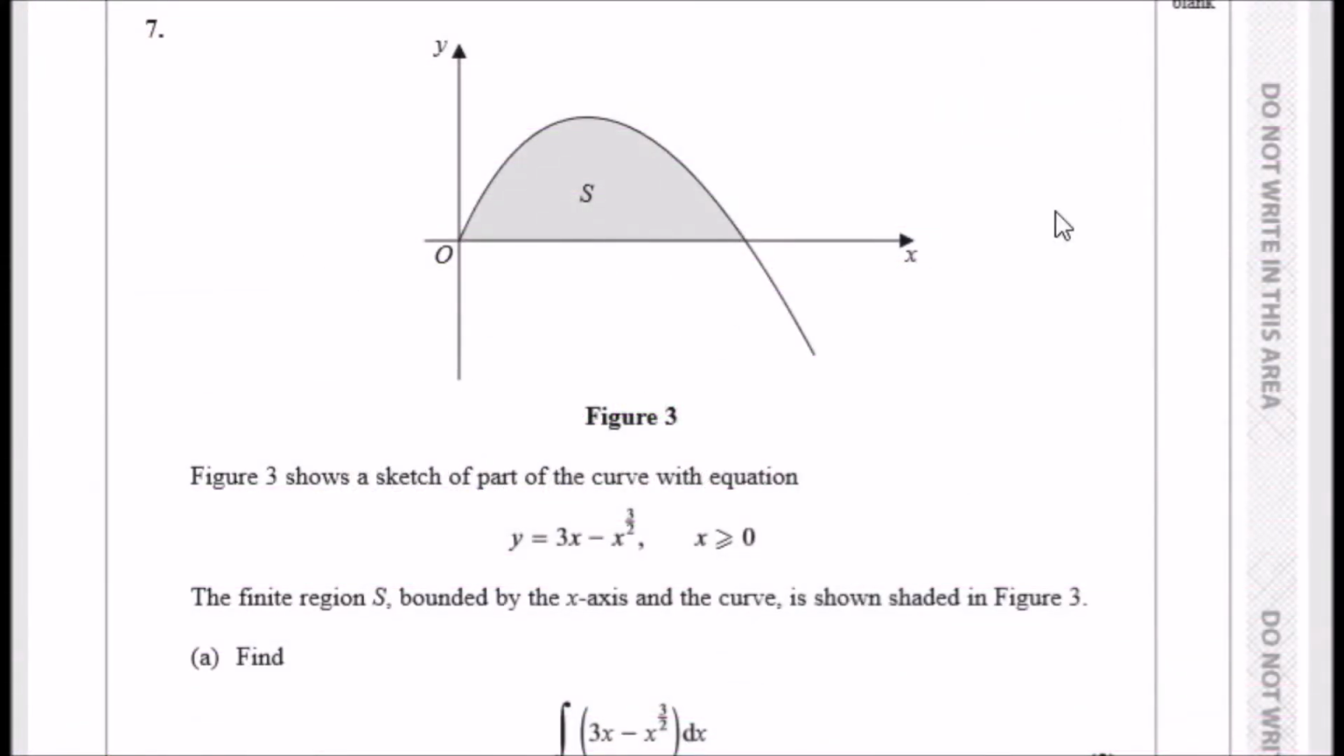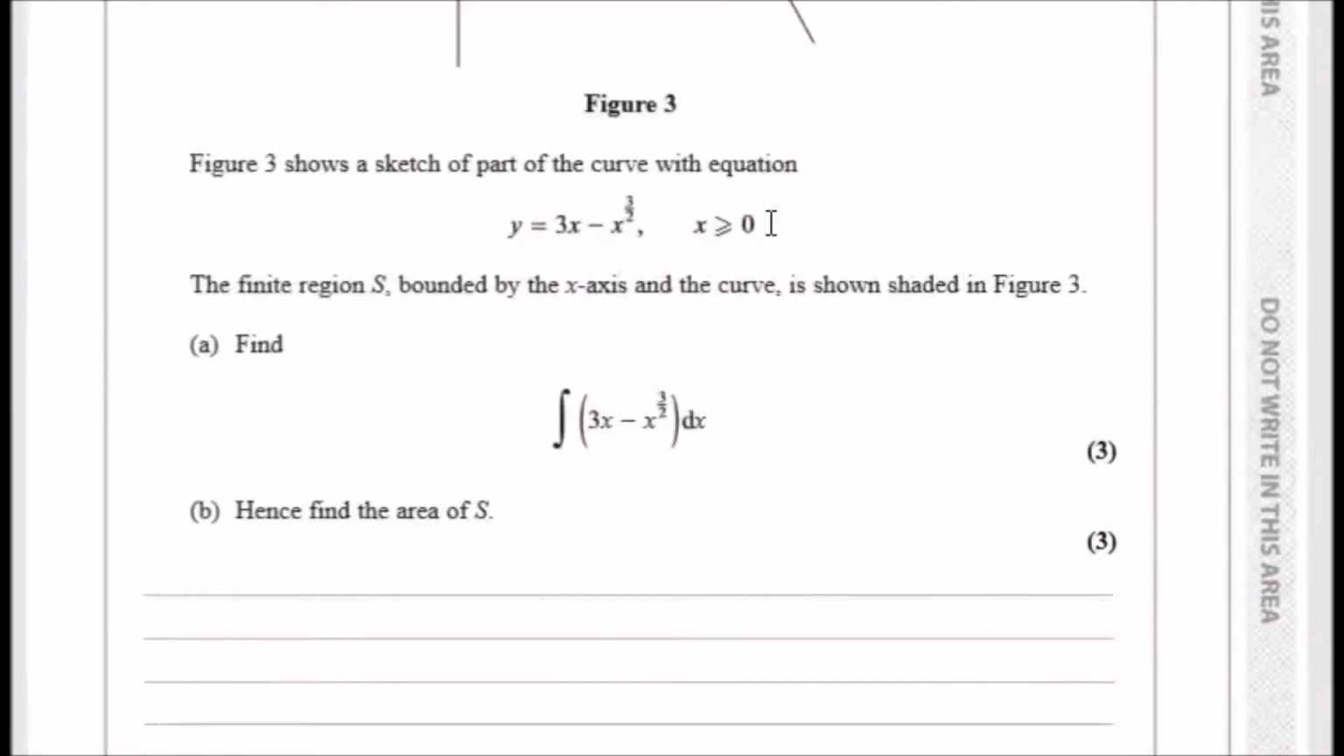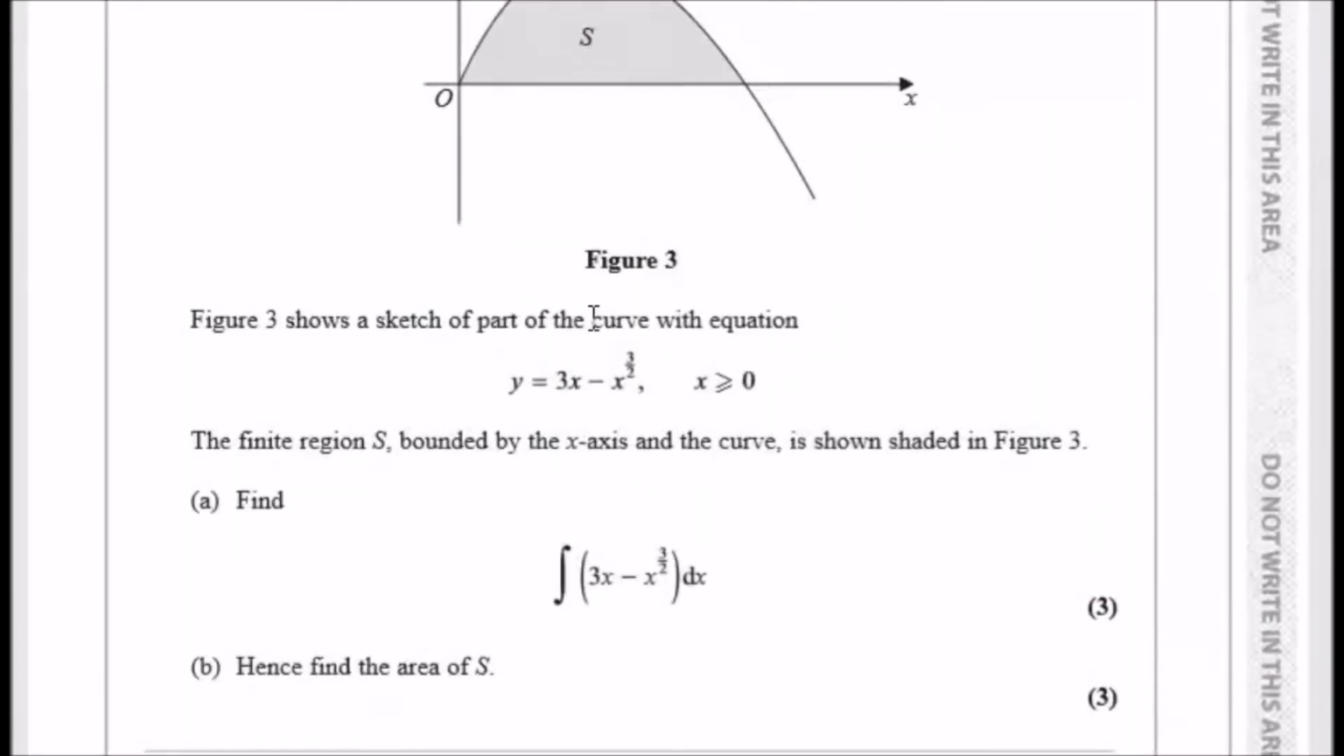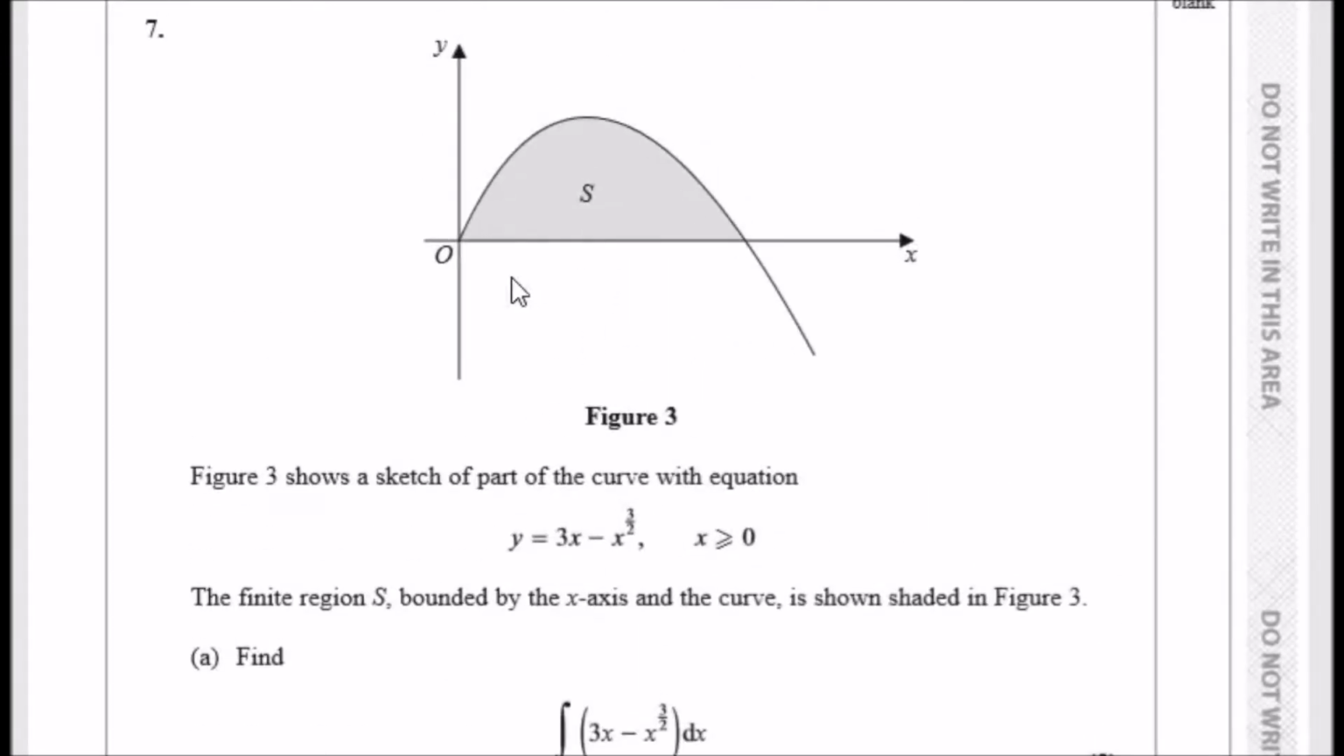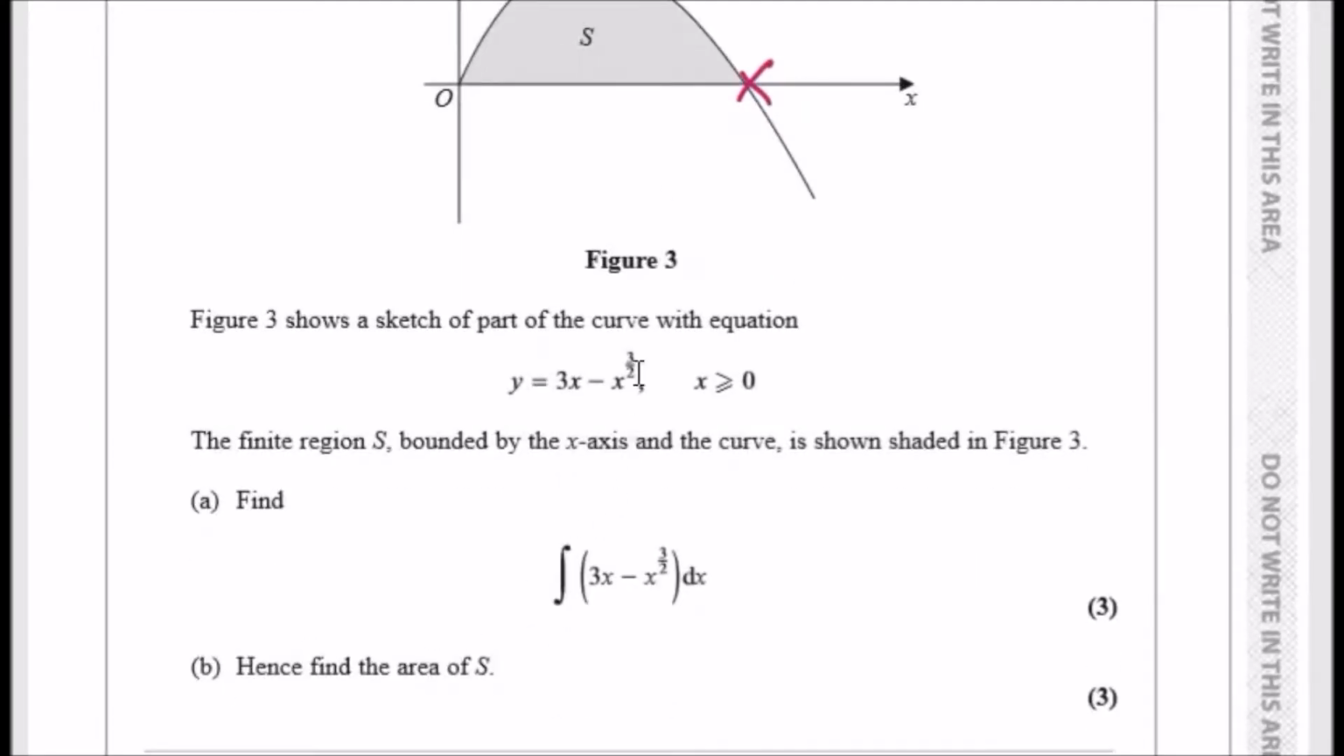Okay, number 7, guys. Let's check it out. So it looks like we have a curve here and an area underneath it. So this is probably integration. Figure 3 shows a sketch of part of a curve with this equation here. The finite region S, which is bounded between 2 points, 0 and whatever this corner here, which we probably need to find out, is shown in figure 3.